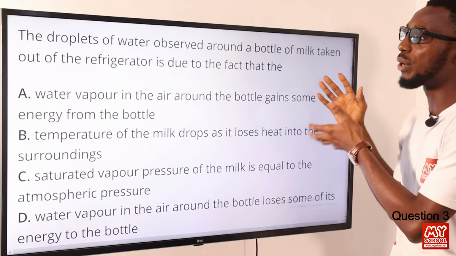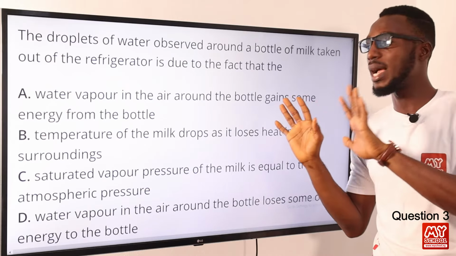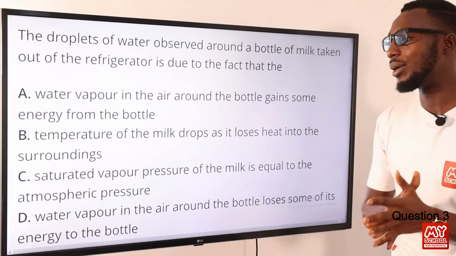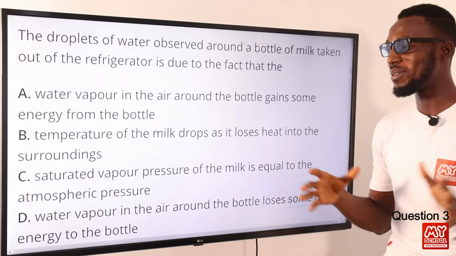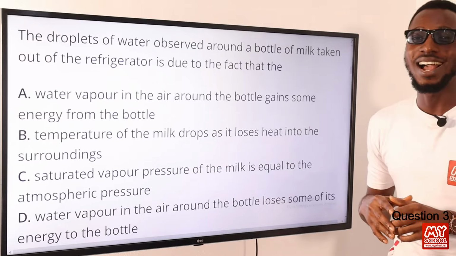Or you can just say the bottle of the milk coming out of the refrigerator actually produces a kind of cooling effect. It cools the air around it. Then you see these droplets. At least I'm trying to relate this in layman's language, so take it that way. So we have option D as the correct option.